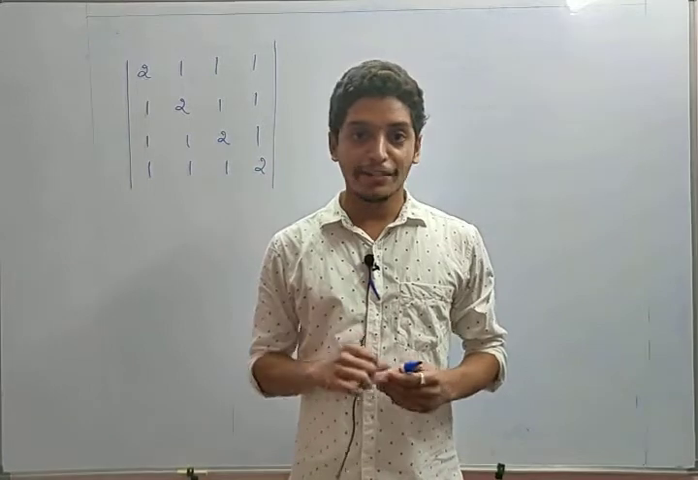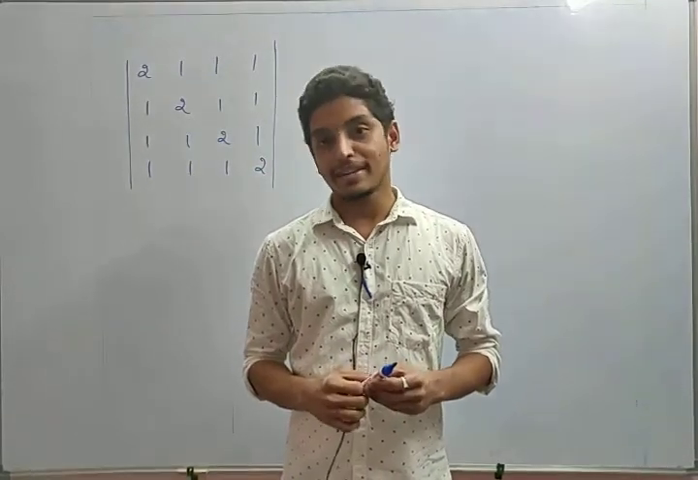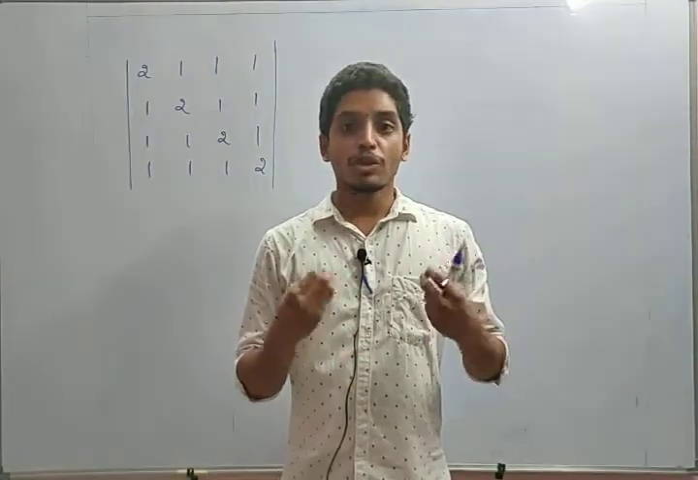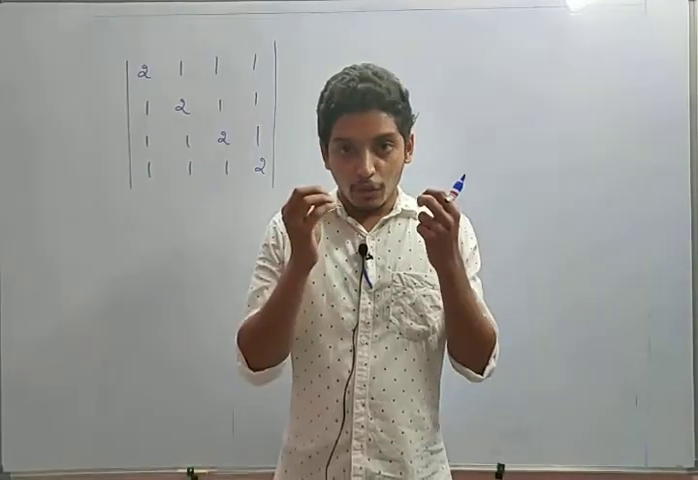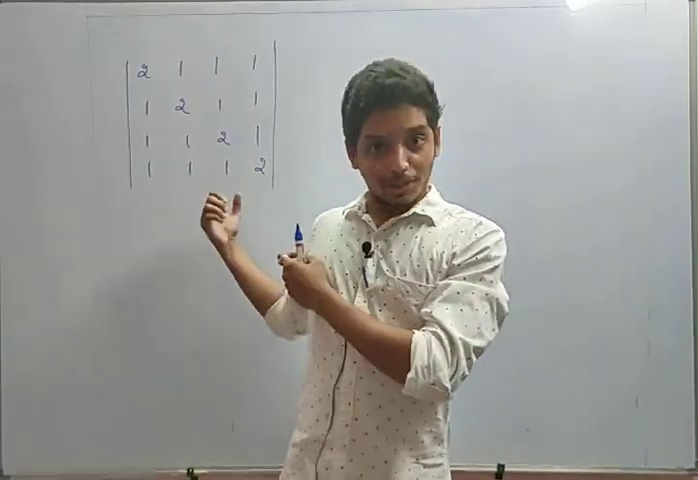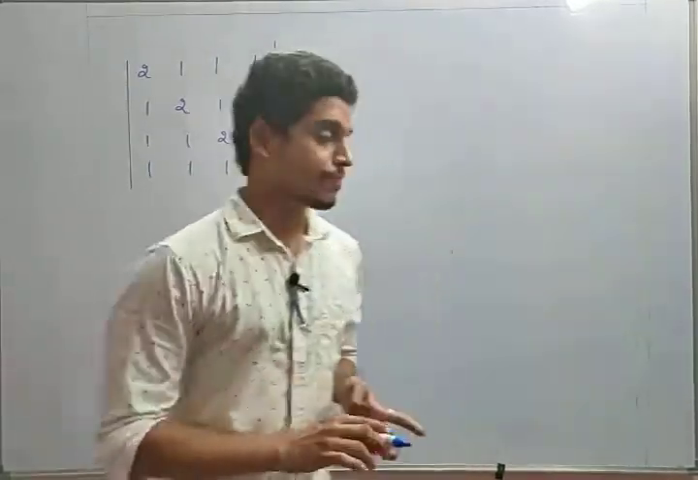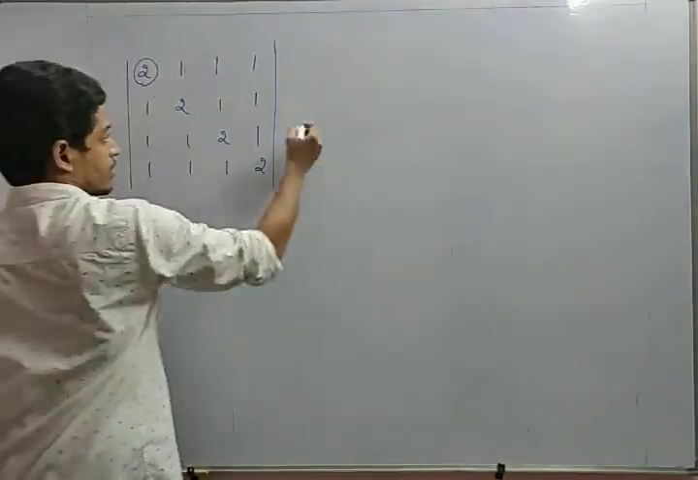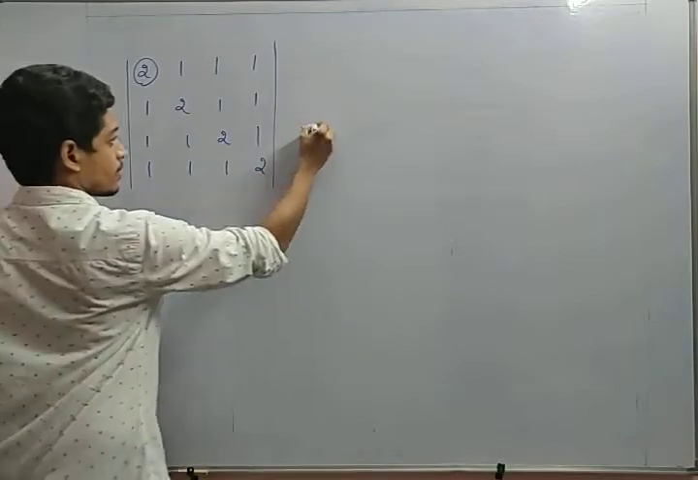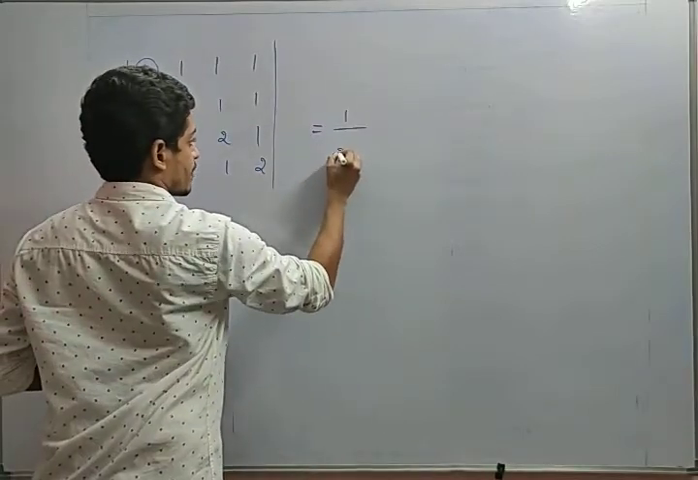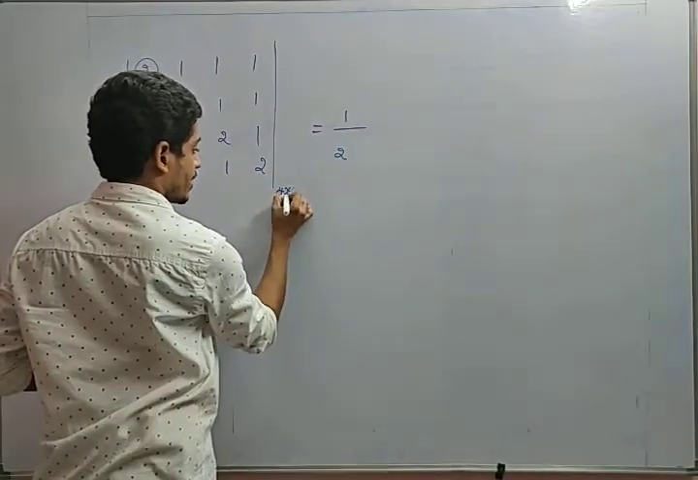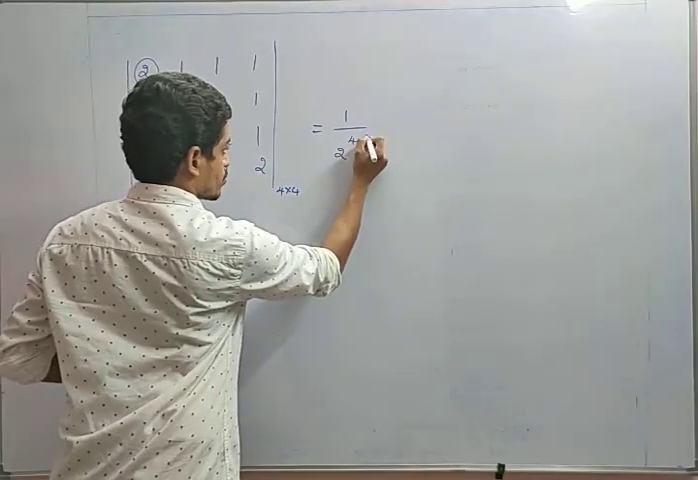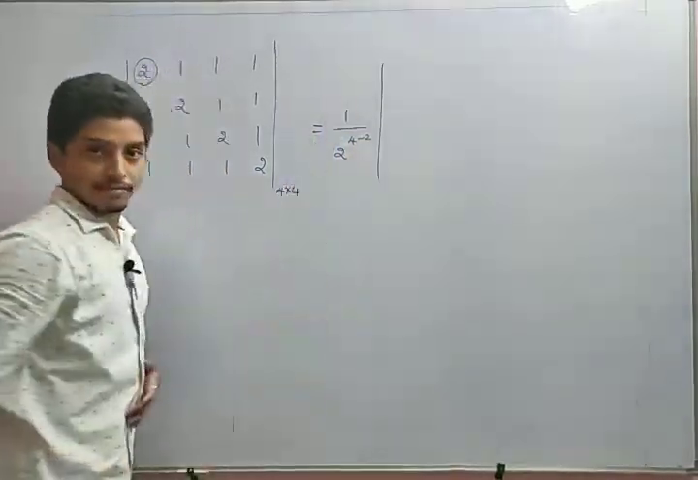Now let us find out the determinant for a 4 by 4 matrix. Listen, friends, now the shortcut I have told, we are going to apply that shortcut to this particular matrix. First of all, what do we need to consider? This element is nothing but 1 by 2 power. What is the order? It's 4 by 4, right? So 4 minus 2, determinant of, okay.